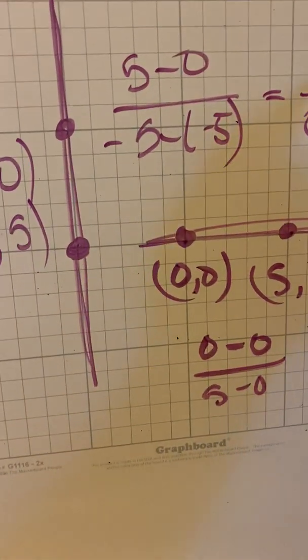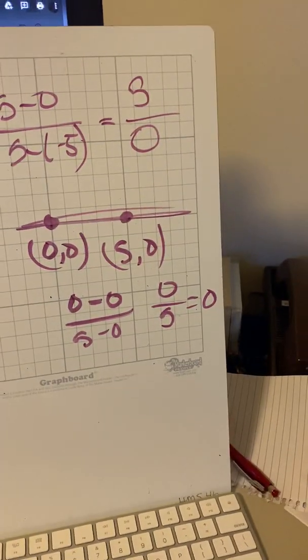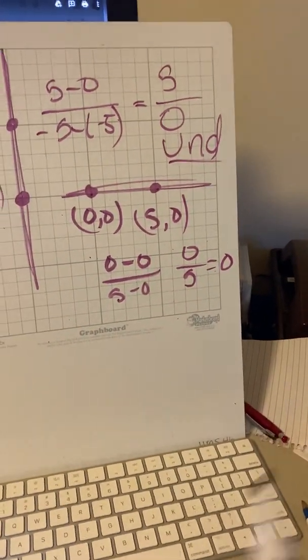Now, a lot of you wanted to say the slope of this is 0. 5 divided by 0 is not 0. 5 divided by 0 is undefined. You can't do it. You cannot divide by 0.